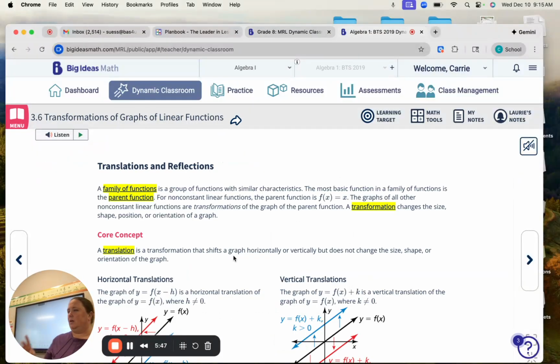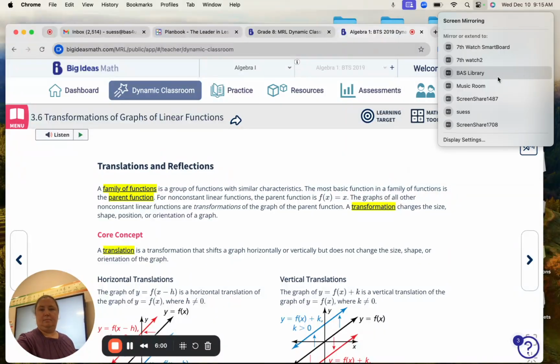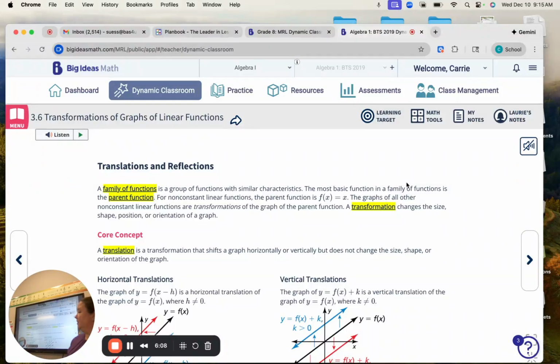Okay, algebra. So we are adding to your knowledge today a little bit. We are going to talk about translations and reflections. And I need to mirror my screen. Okay. I forgot that part. There. Now you can see it.